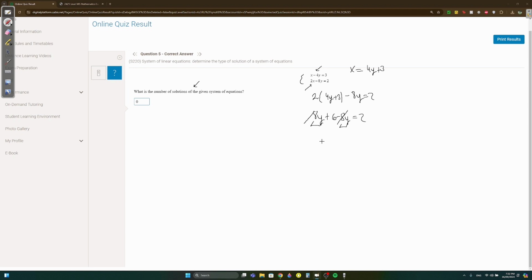You get 0y plus 6 equals 2, 0y equals minus 4. Does this mean there's a solution? No, because you can't divide by 0. Let's say you want to get rid of the 0. This cancels with this. Can you divide minus 4 by 0? No, you're not allowed. So there's no solution.